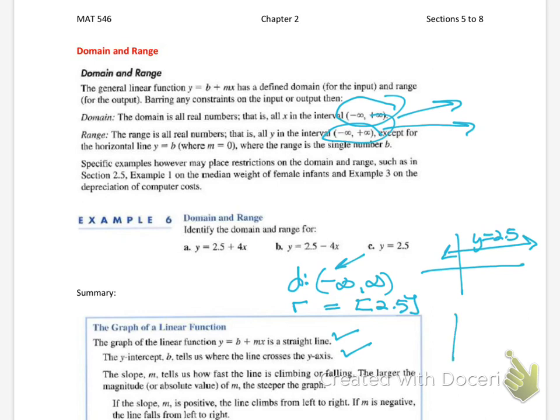Okay, so once again, to reinforce that, if the slope is positive, it rises from left to right. If the slope is negative, it falls from left to right. Okay, you always read a graph from left to right, just like you would read words or sentences on a page in English.